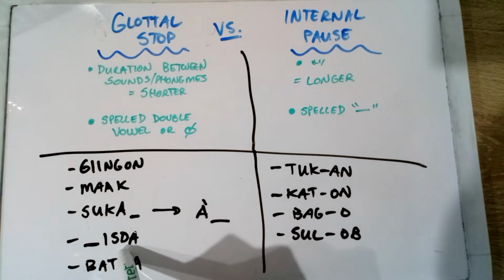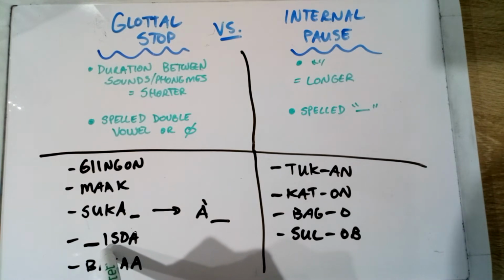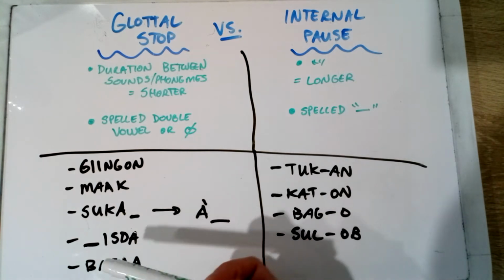Here's another good example, right? With this one, except the glottal stop starts in the beginning. So isda, right? Isda. And finally, we have bataa, right? Bataa. Kanang bataa, uy? Yeah, so bataa is another one.